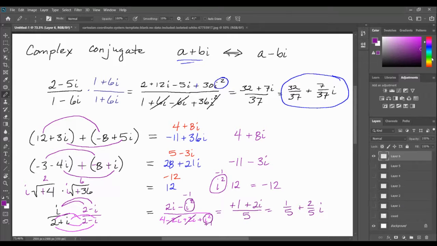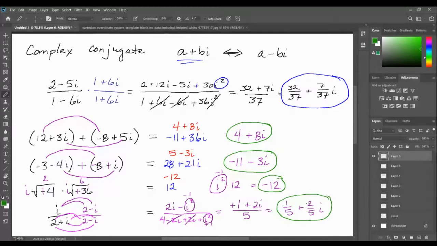All right, so these would be our solutions: 4 plus 8i, negative 11 minus 3i, negative 12, and 1 fifth plus 2 fifths i.